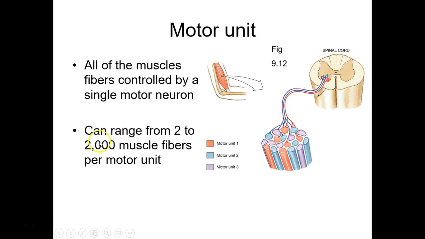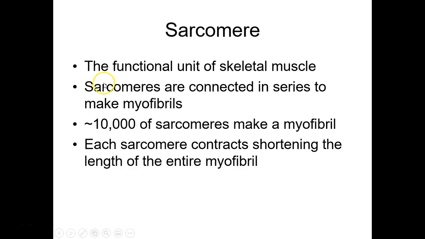If one axon is controlling 1,000 fibers, and that's possible, then that's a large motor unit. Okay, so the sarcomere, functional unit of skeletal muscle. So if I just ask that question, what's the functional unit of skeletal muscle? Boom, sarcomere. I'll show you what a sarcomere is in just a second.